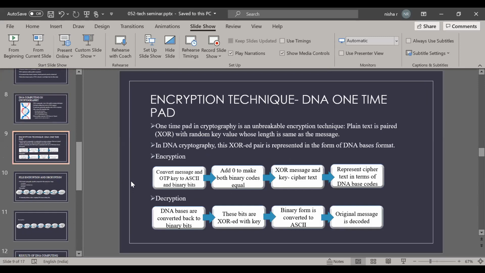Okay, then compared to the performance, now you want to send a message immediately in an encrypted manner. You cannot use a DNA-based approach because you're telling it takes more time. So how in military and other applications can they adopt this approach?